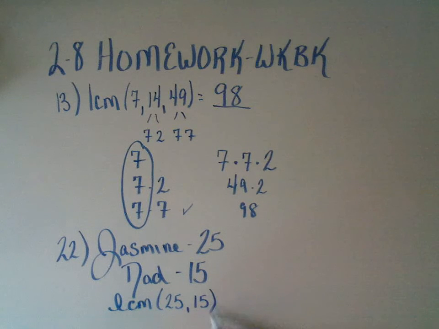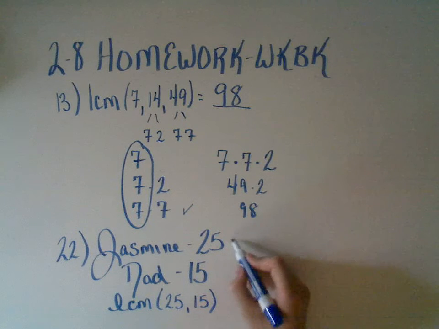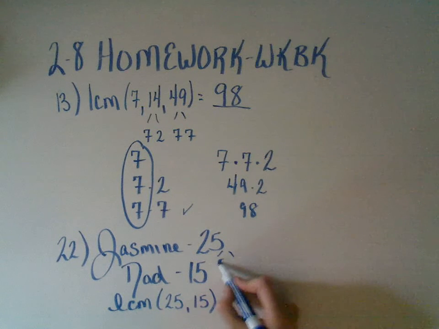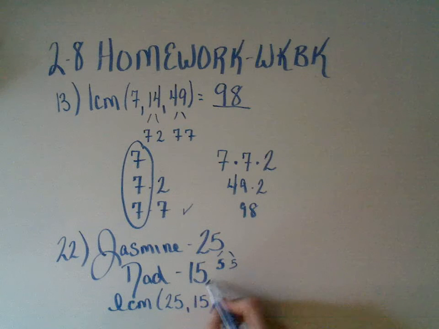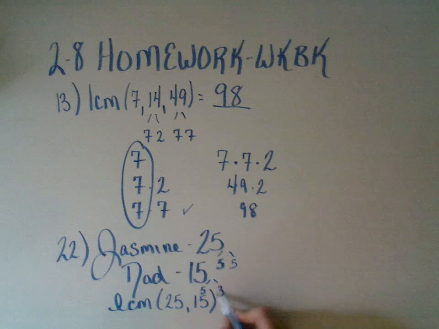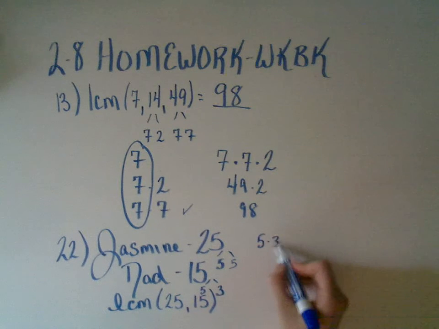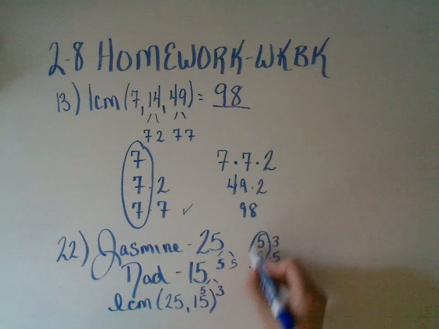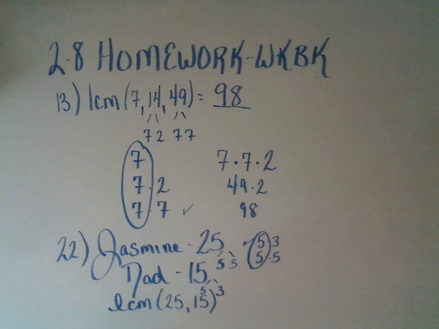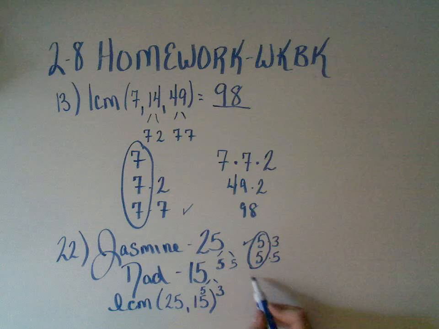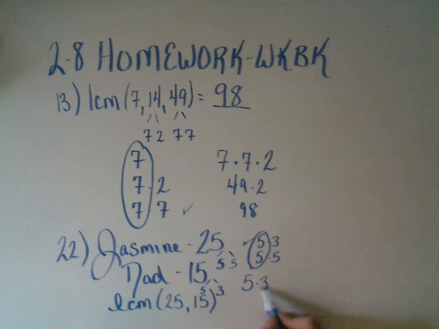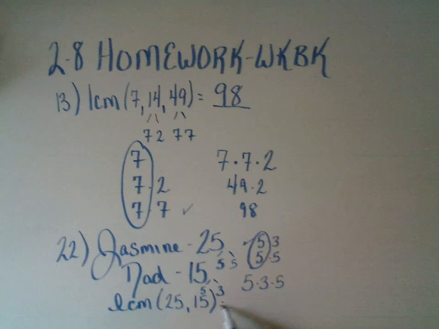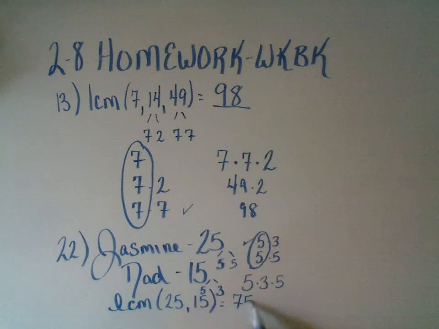And you can do this any way you want. We could do a simple factor tree here. 25 is going to factor tree as 5 and 5. 15 is going to factor tree as 5 and 3. Circle what they have in common, 5. Pick a row. Top, because I can pick the top. And then I'm going to multiply together what I circled with everything that's not circled. And I end up with 75.